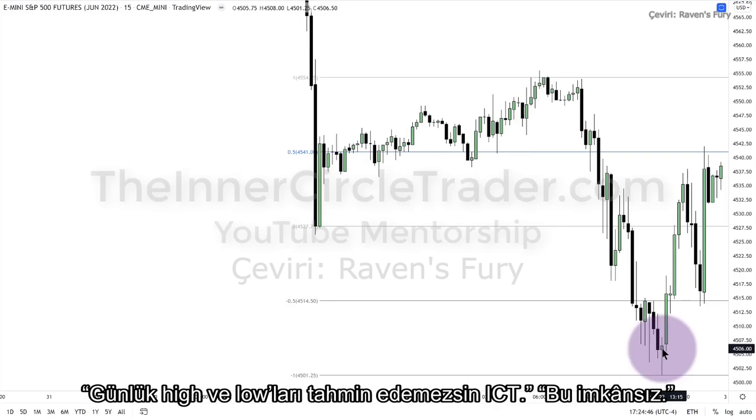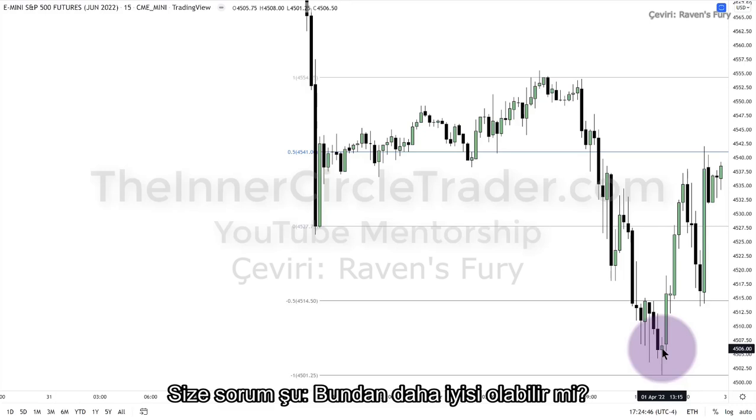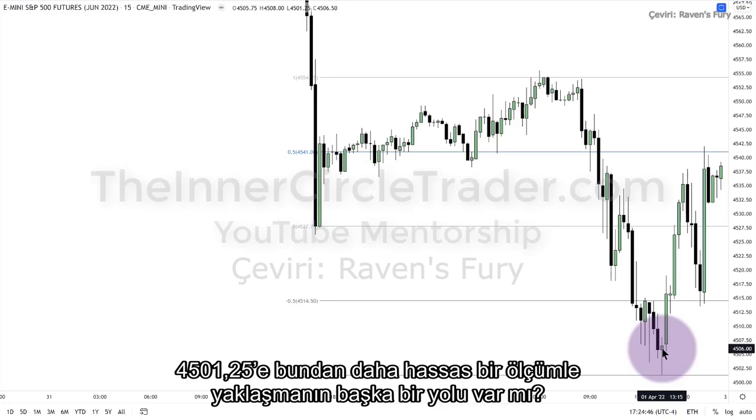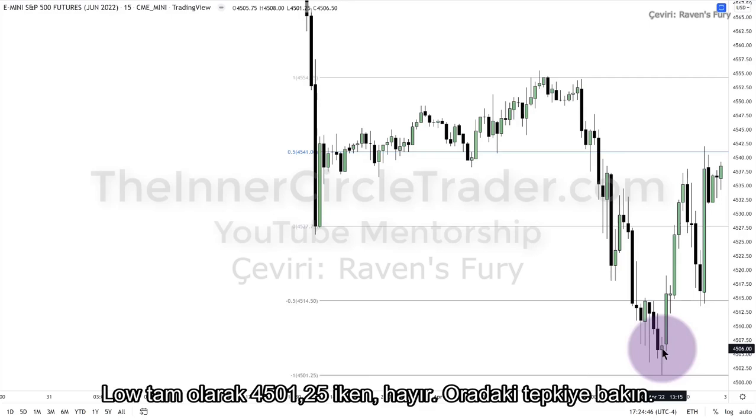You can't predict daily highs and lows, ICT. That's impossible. Well, it is possible if you understand the elements that these algorithms operate under. And my question to you is, can you get any better than that? Is there any other measurement in terms of precision that gets you any closer to 45.01 and a quarter? Not when the low is 45.01 and a quarter. Look at the reaction there.